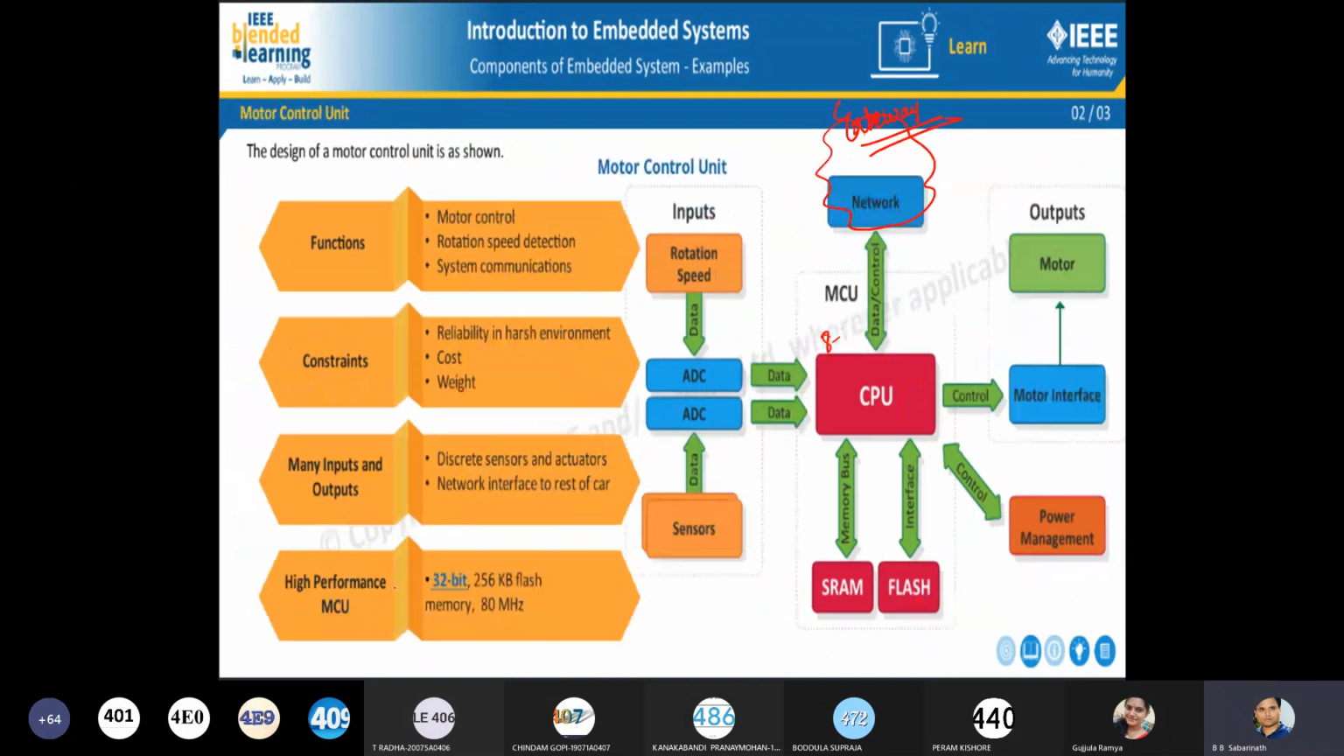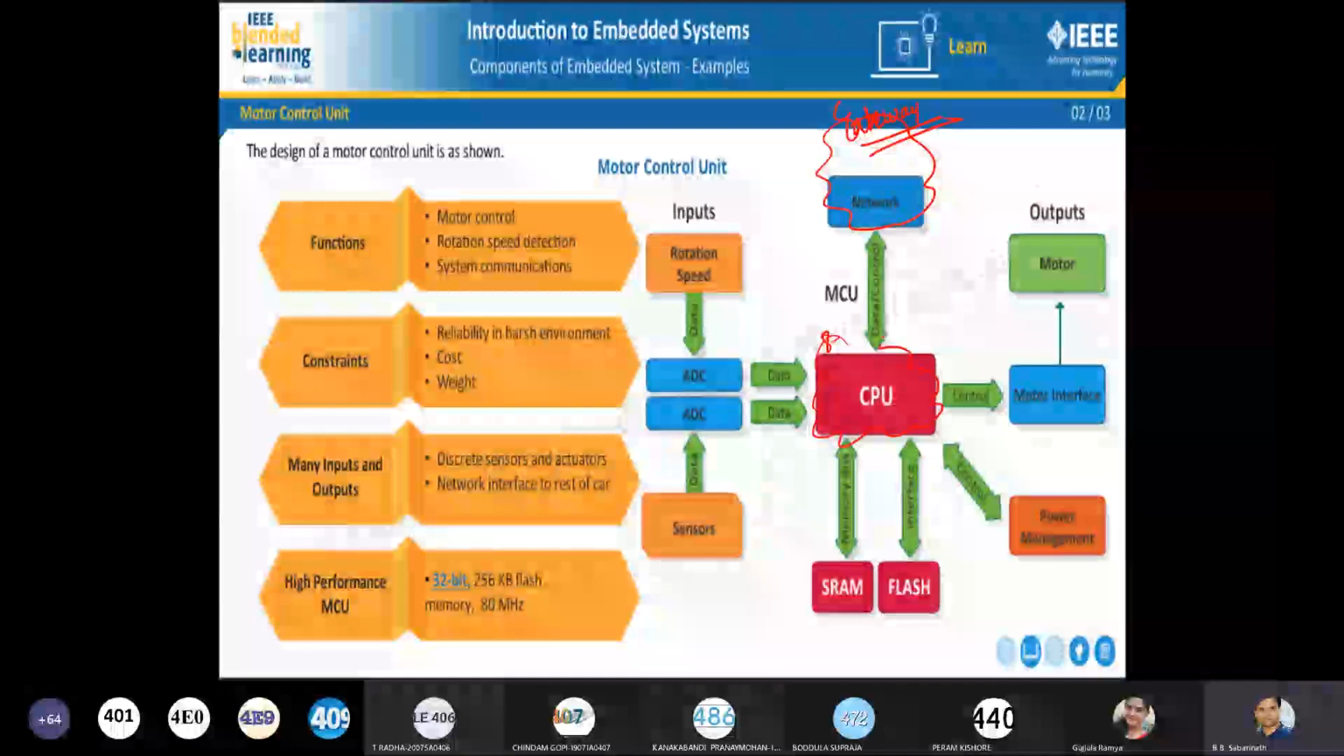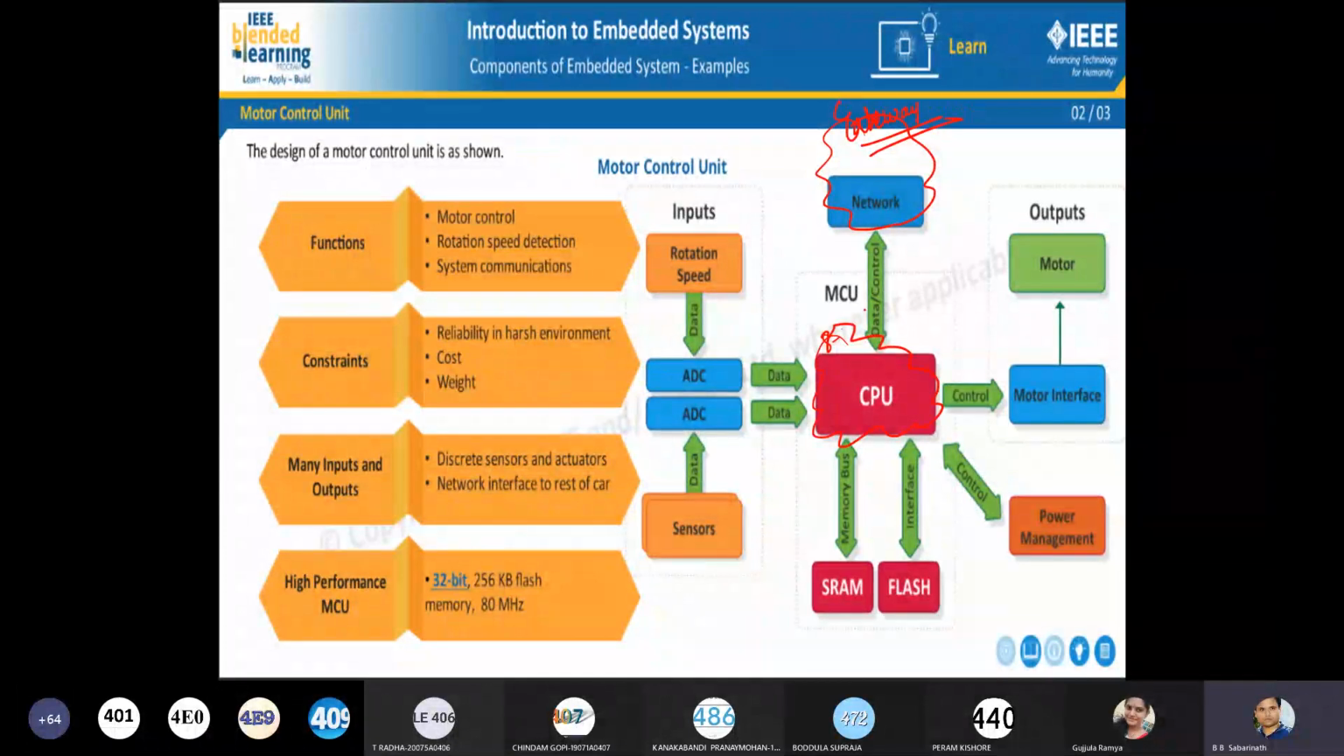But in this case, you are connecting to the network and you are operating the motor. Such a CPU is generally preferred in IoT. So in such an embedded system, 8-bit is not sufficient. You should go for a 32-bit processor.